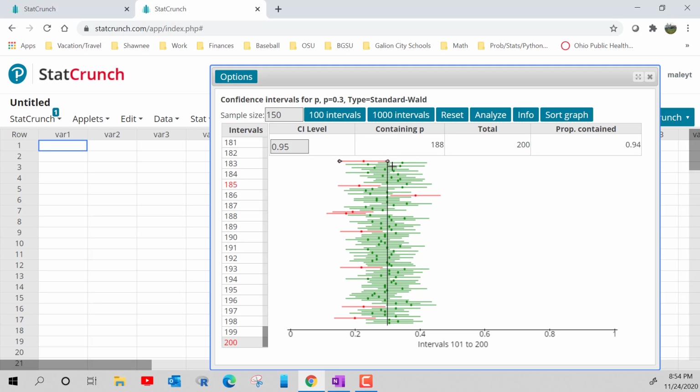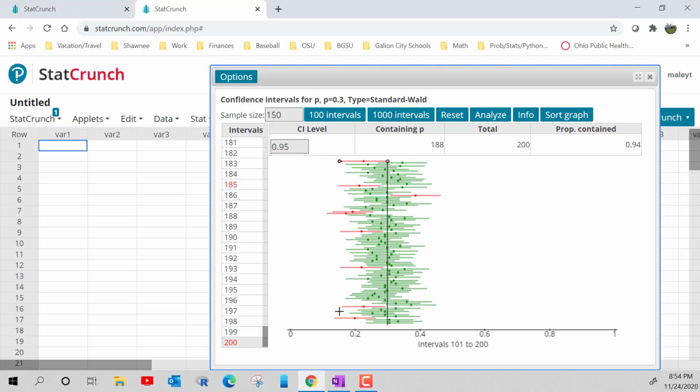p. So this dark line here is drawn at 0.3, so that's where my mean is located, my population proportion. And then what StatCrunch has done is selected point estimates, p hats, and then made confidence intervals about them. So for the confidence interval, you're adding and subtracting values and getting a range.